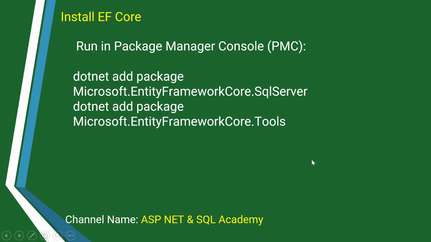Let us start by installing EF Core packages. In the Package Manager console, run these two commands: dotnet add package Microsoft.EntityFrameworkCore.SqlServer and dotnet add package Microsoft.EntityFrameworkCore.Tools. These will enable EF Core and migrations in your project.